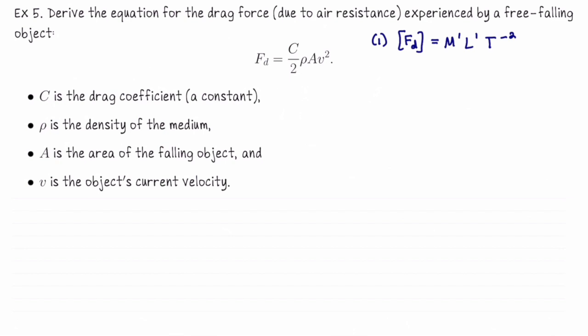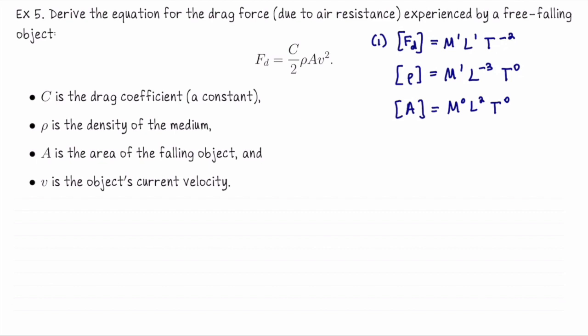Okay, so if we go through those quantities as well, we get that density, as we already found, is m to the 1, L to the negative 3, t to the 0. Area is like a length squared calculation, so that's m to the 0, L squared, t to the 0. And the last quantity is the velocity, for which we know it's m to the 0, L to the 1, t to the negative 1.